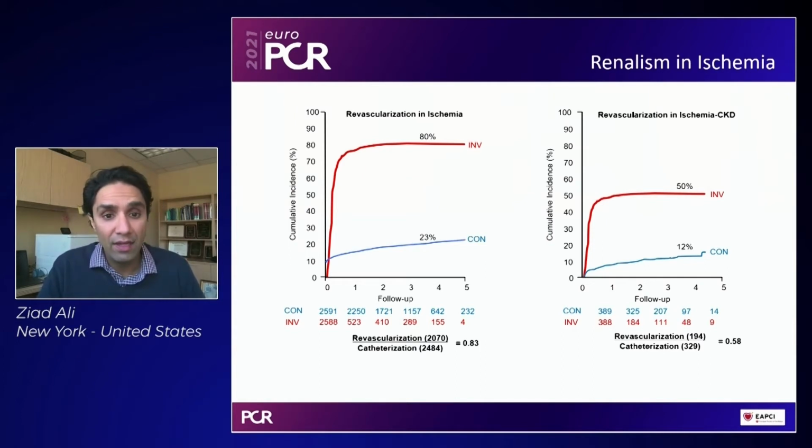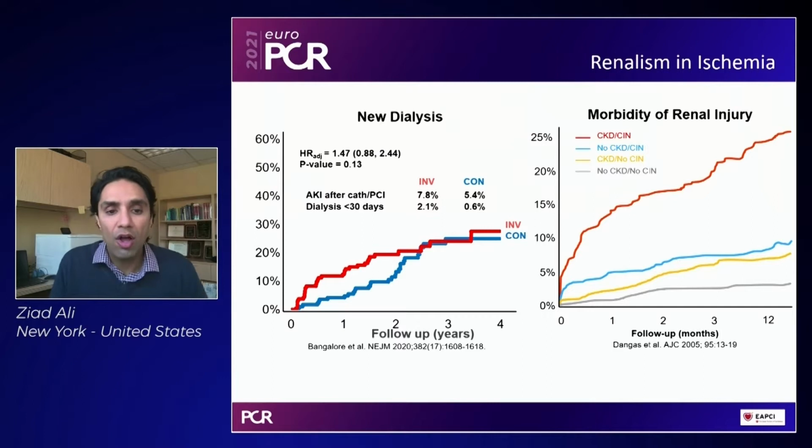On the left side, you'll see that revascularization occurred in about 80% of patients who had an invasive approach in the ISCHEMIA trial, but in the ISCHEMIA-CKD trial, only 50% of the invasive randomized arms actually got angiography, and only about 60% of patients who had an indication for revascularization after catheterization actually got revascularized. And the likely cause for this is the fear of dialysis.